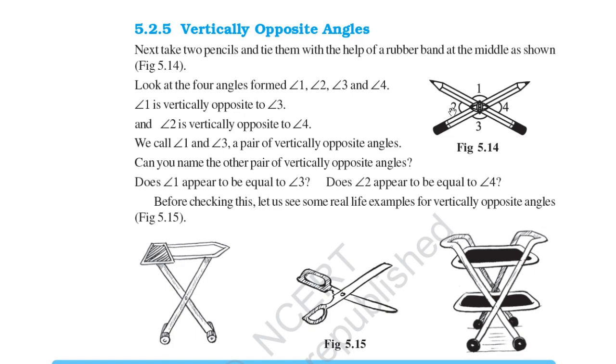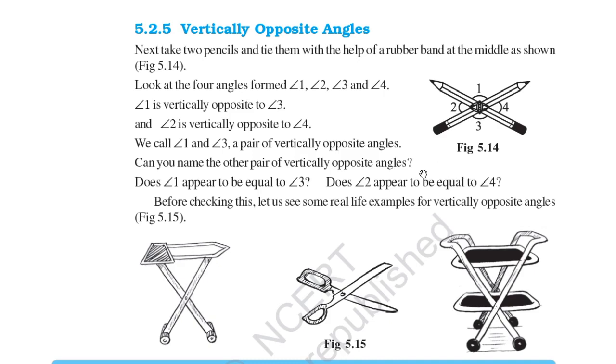Angle 1 and angle 3 are vertically opposite to each other, and angle 2 and angle 4 are vertically opposite to each other. We call angle 1 and angle 3 a pair of vertically opposite angles. Can you name the other vertically opposite angles? 2 and 4 are another pair. Does angle 1 appear to be equal to angle 3? Does angle 2 appear to be equal to angle 4?